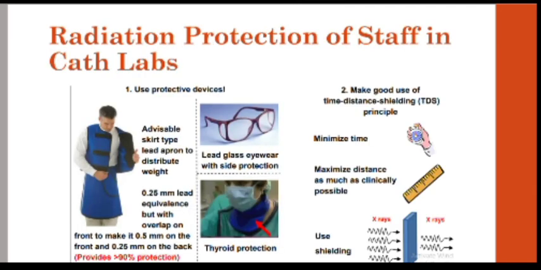Radiation protection of staff in cath labs. Use protective devices, advisably a skirt type lead apron to distribute the weight. A 0.25 mm lead equivalent apron but with overlap on the front to make it 0.5 mm on the front and 0.25 mm on the back provides more than 80% to 90% protection. Lead glasses with side protection and thyroid protection are necessary.